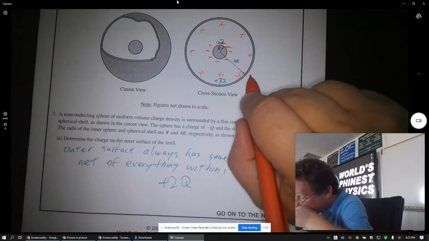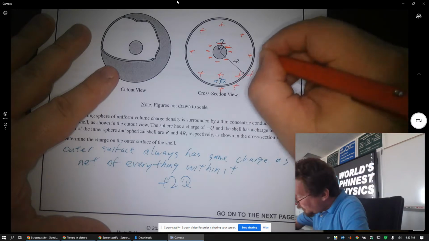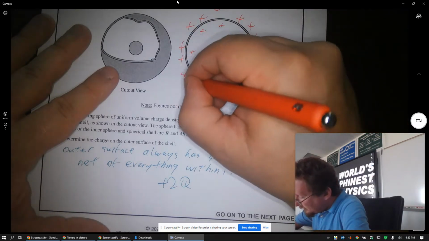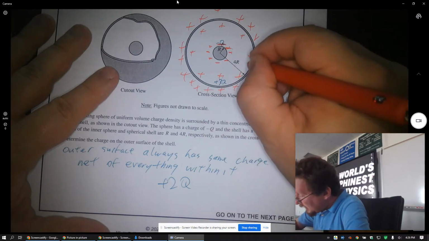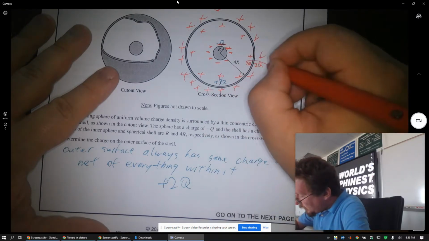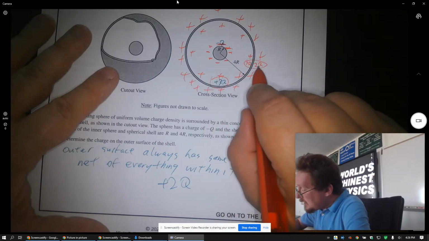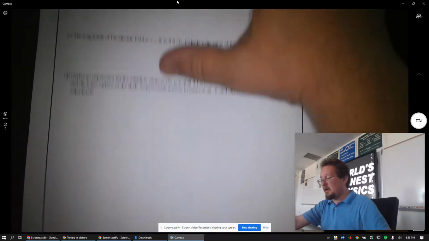Now, the outer surface is going to have the net of all this. It's going to have 16, and notice that the 1Q and the 2Q add up to the 3Q. The 1Q because it's facing negative 1Q, the 2Q because it's a net of 2Q inside. All right, that's how I teach my kids.